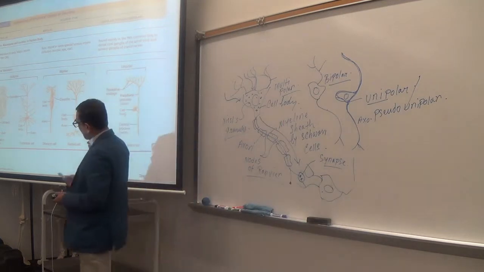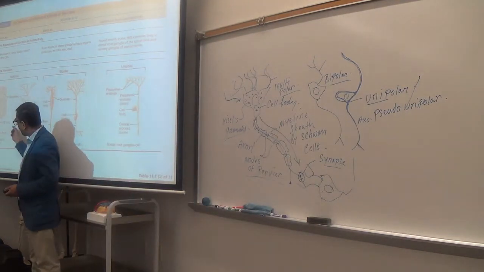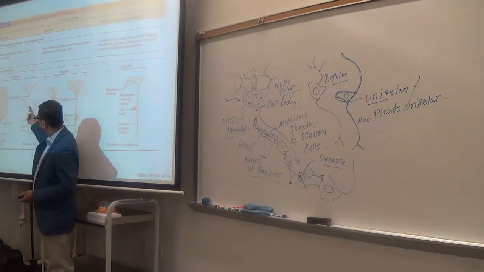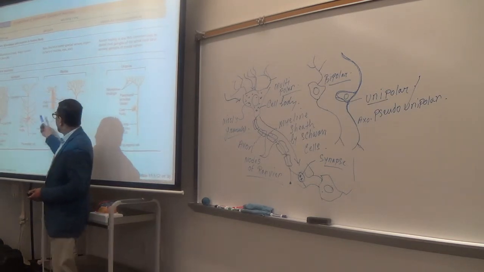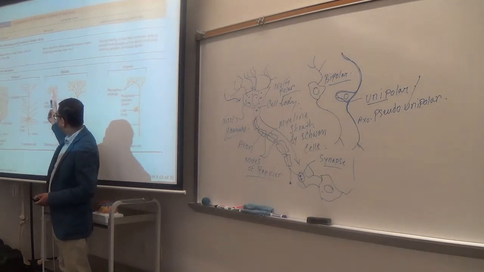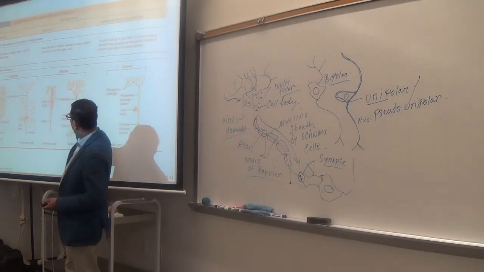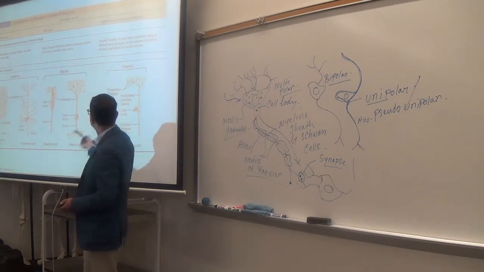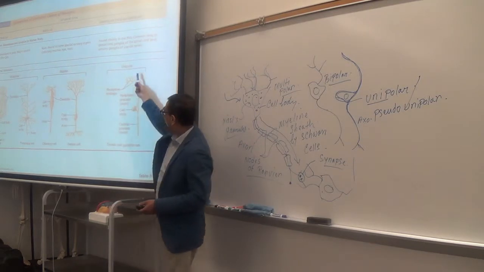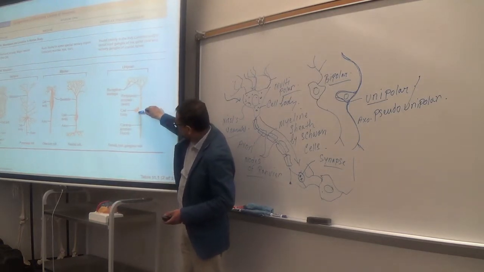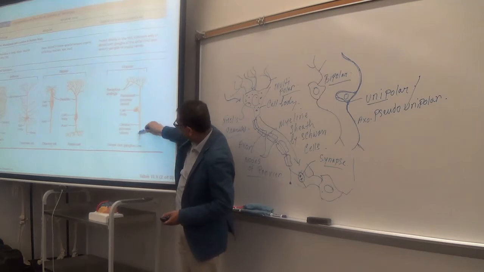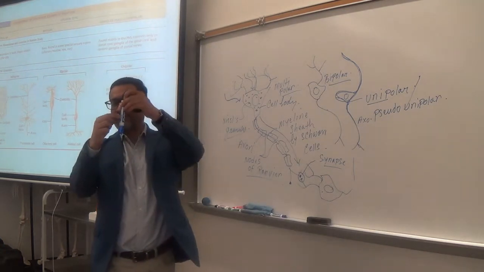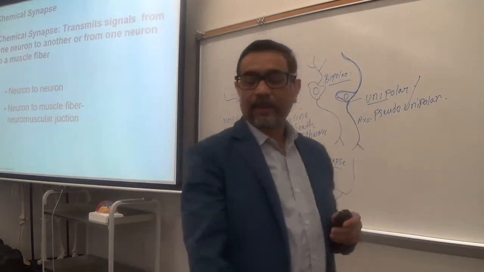You see here, these are multipolar neurons. See, many dendrites, one axon, many dendrites, one axon. This is bipolar, one dendrite, one axon. These are the branches, so only one dendrite, okay? And this is unipolar, only one axon. This is not a dendrite, remember, it's only one axon and the cell body is attached to the side, okay?